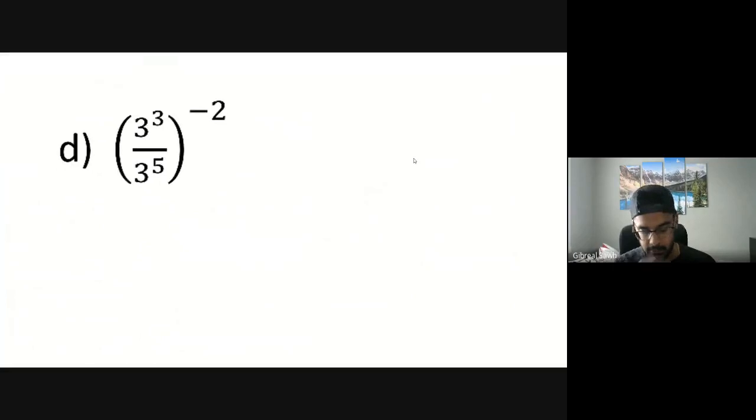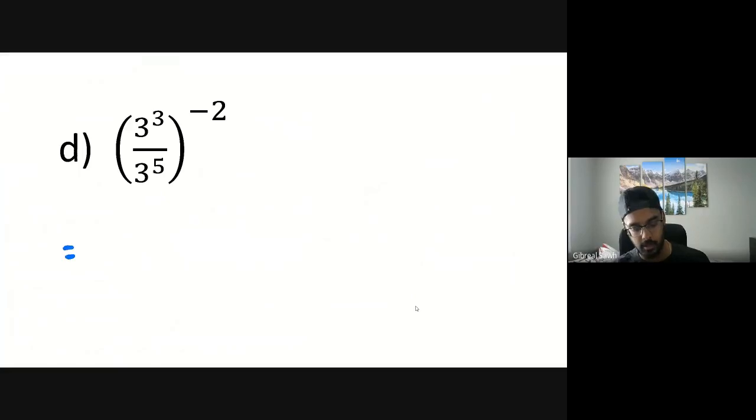For D, take a look at this one. So I've got quotient, I've got powers, and I've got them raised to another power. So I've got a couple things going on. And there's 2 ways I could do it. I could apply that -2 to top and bottom first. Or if I look inside the brackets, it's actually a base 3 on the top, base 3 on the bottom. So I can actually subtract those powers first.